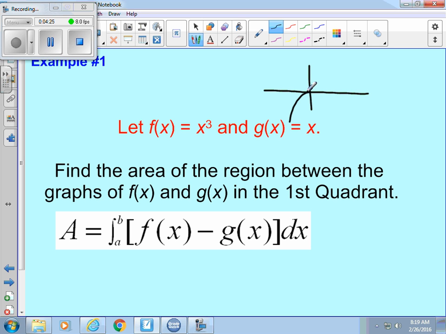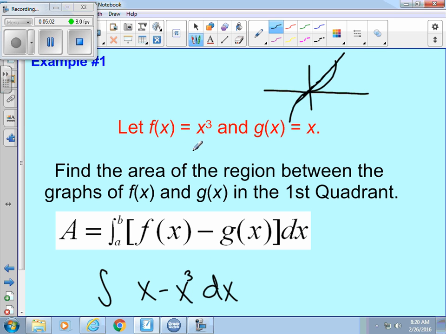This particular picture can be sketched by hand because we all know how to graph x cubed, and we all know how to graph the line y equals x. Which one is on top? And I kind of overdramatize my graph a little bit. You agree the line's on top because x cubed dips down a little bit? So my integral will be x minus x cubed dx.